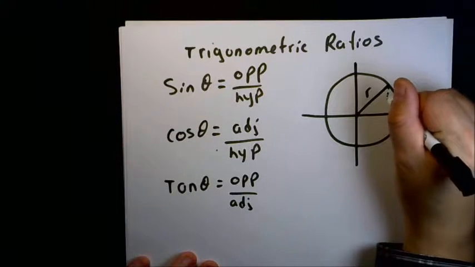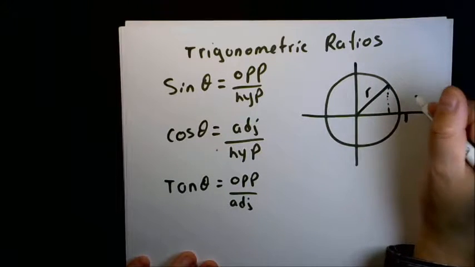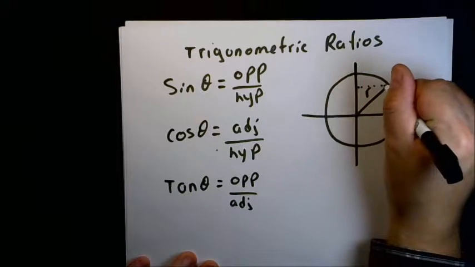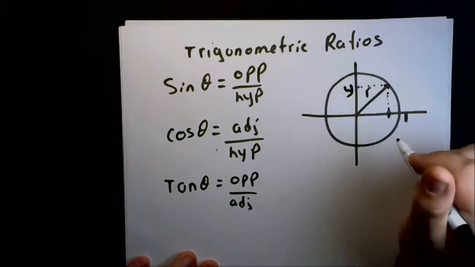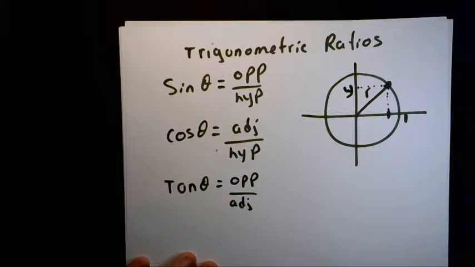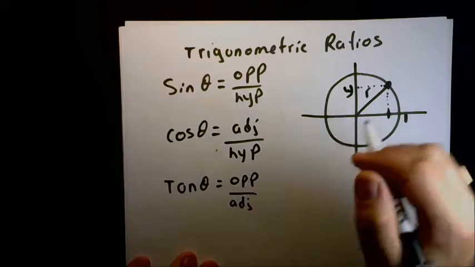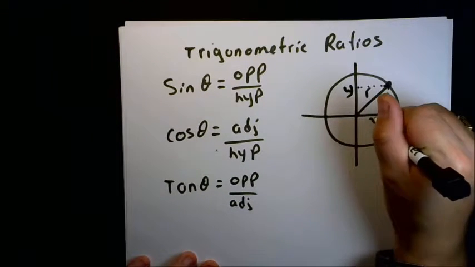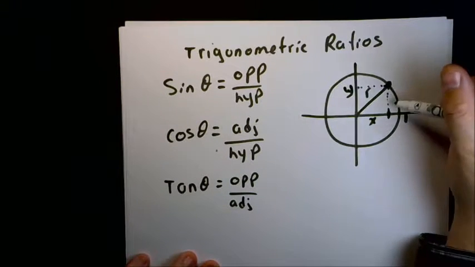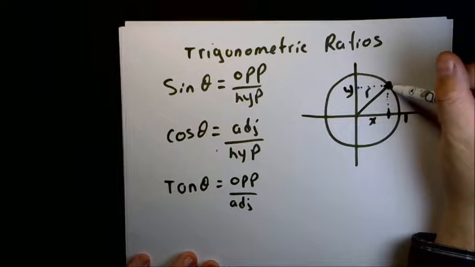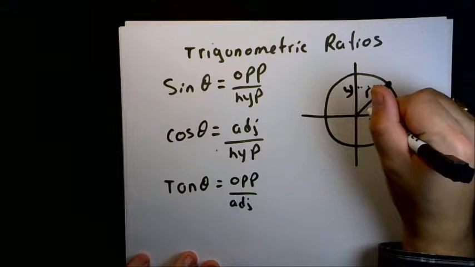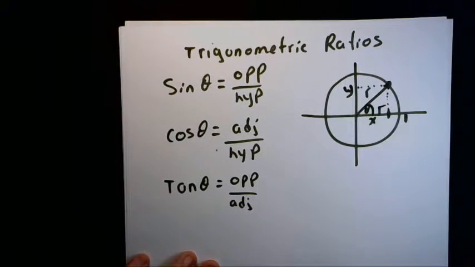Then we have the height of this triangle, which represents the y-coordinate of the unit circle. This point right here, wherever that terminal arm is touching on the edge of the circle. Out here we have the x-coordinate. So this point on the unit circle is over x and up y, and it forms a right triangle. And here's our angle in question. There's theta.